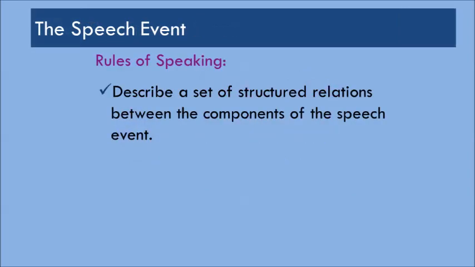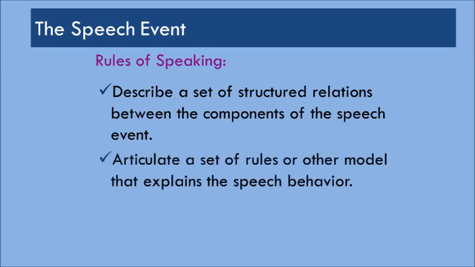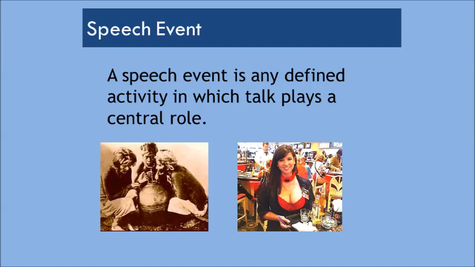Finally, we come to the last step, describing the rules of speaking. Here, we want to describe a set of structured relationships between all the components of the speech event, and articulate a set of rules or a model that explains the entire speech behavior. This is often a model that the people engaged in the event, the participants, don't have for themselves. It's something that we analyze as the anthropologists doing the ethnography of speaking. Both the informal drinking parties in Subanen and the after-work gathering in Brady's Bar are acts of bonding. But the way that drinkers bond, the speech acts that create those bonds, and the relationships between the participants are radically different, and yet both can be understood by careful description and analysis of them as speech events.